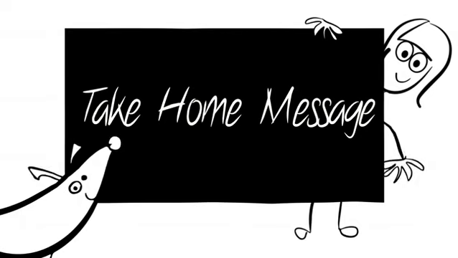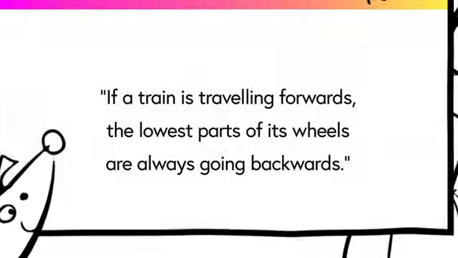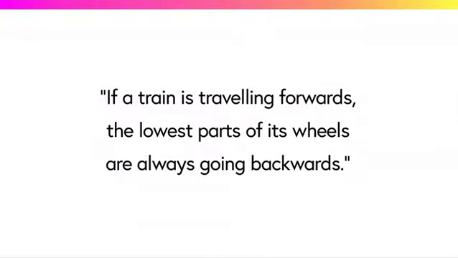How could you emulate this for your graffiti purposes? If a train is travelling forwards, the lowest parts of its wheels are always going backwards.